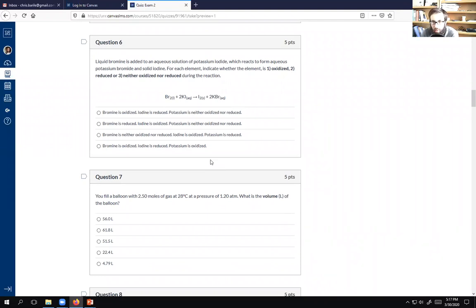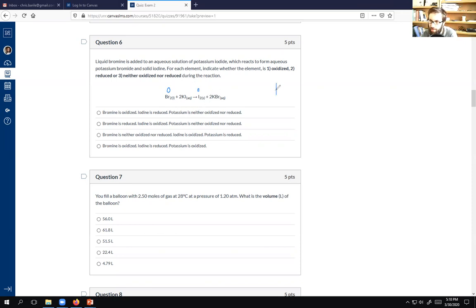Question 6. Liquid bromine is added to an aqueous solution of potassium iodide, which reacts to form potassium bromide and solid iodine. For each element, indicate whether the element is oxidized, reduced, or neither oxidized nor reduced during the reaction. So for this one, we're going to have to know our oxidation state rules. All elements in their elemental form are given an oxidation state of 0. So bromine here is going to be 0. And then iodine, I2, is also in its elemental state, so that's going to have an oxidation state of 0.